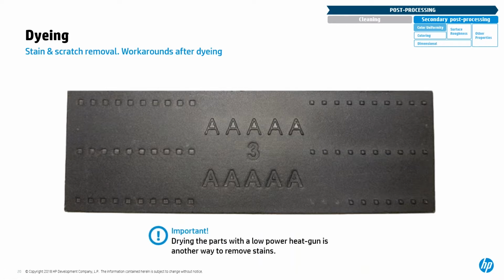And then there's another additional option that could be used for removing the stains from the dyed parts, that is using a heat gun with a low power. But here customers have to be careful, because if the heat gun is too close, the part could be damaged. But it's another potential option that could be used.